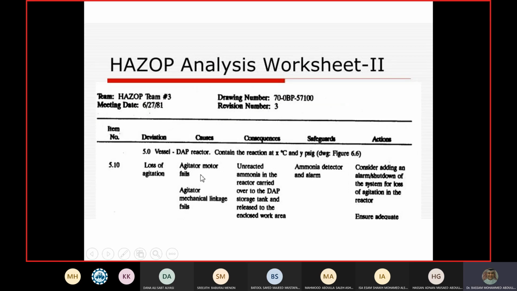So here we are saying that I have a problem. What is the problem? The motor fails. The agitator, the mixer, the agitator motor fails. Okay, what are the consequences? I'll say it again. So the problem is the loss of agitation. I don't have any stirrer. The stirrer is not working. Why is the stirrer not working? Because the motor failed. What are the consequences of the motor failing? I have unreacted ammonia within my system.